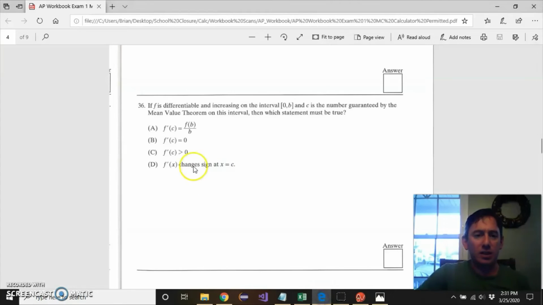But let's just take a look at D. F prime changes at x equals c. No, it's not ever going to change. Like I said before, it's always going to be positive. So your answer has to be C.